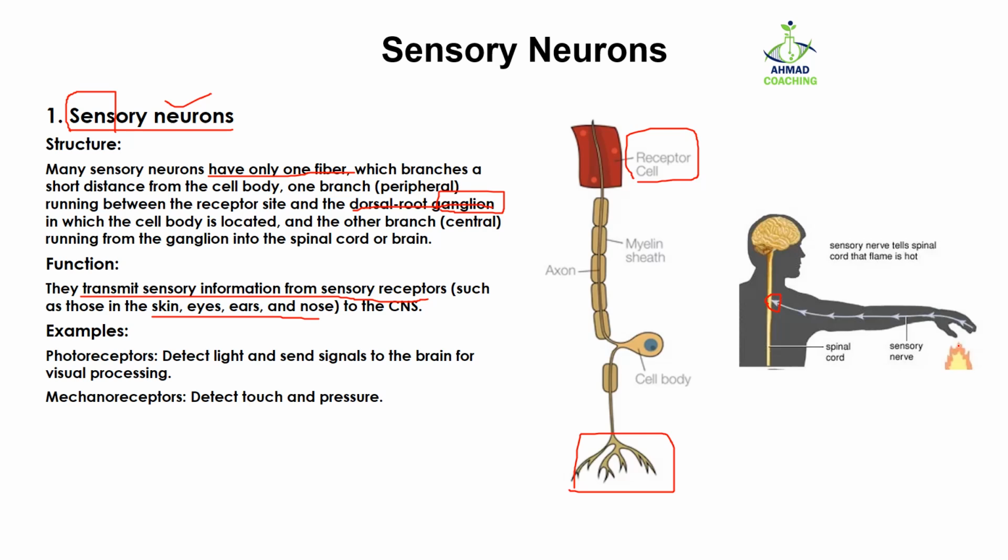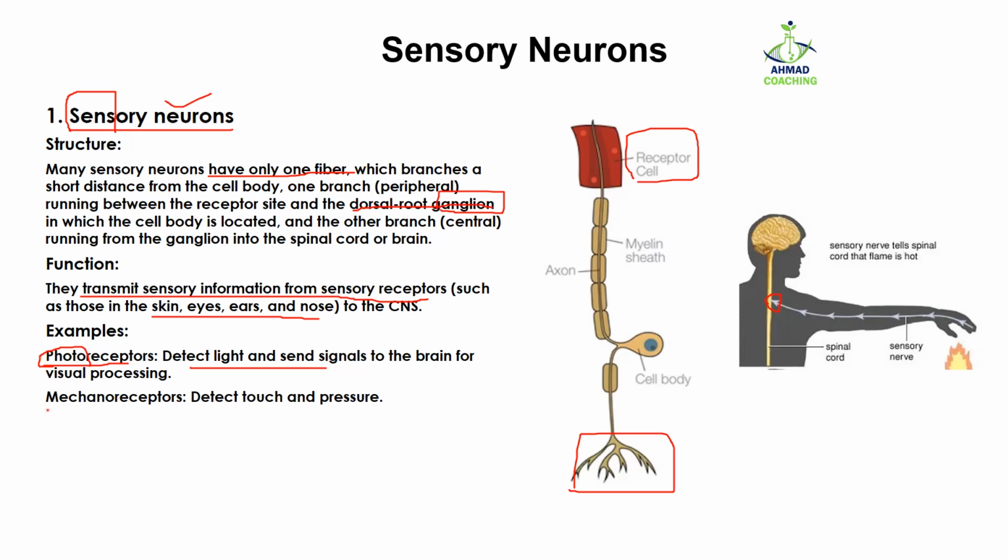So this is the function of sensory neurons, that they are going to get the signals from the sensory receptors and then transmit them to the central nervous system. Examples of sensory neurons include photoreceptors. Photo means light. So these receptors are going to detect the light and send the signals to the brain for visual processing, so that you can see what actually is in front of you.